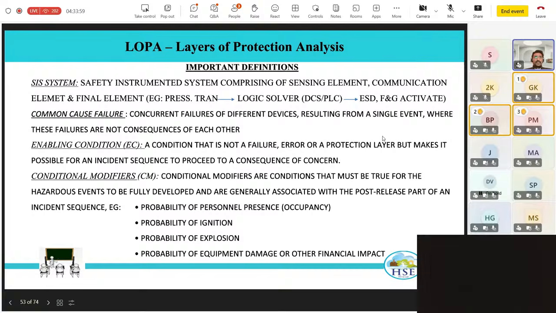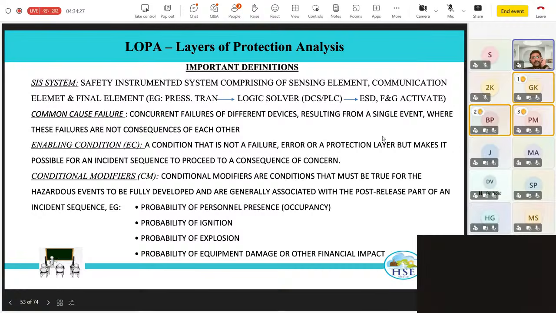Next is common cause failure. Basically, in these SIS systems, there could be a common cause failure. If the system is typically catering to incidents, there could be a common cause leading to failure of both the loops. That is what we call a concurrent failure of different devices resulting from a single element, where these failures are not consequences of each other. They are independent, but they occur in the common system due to a single event.